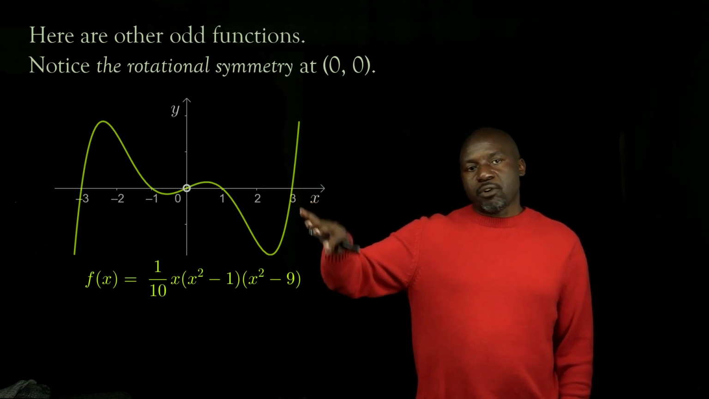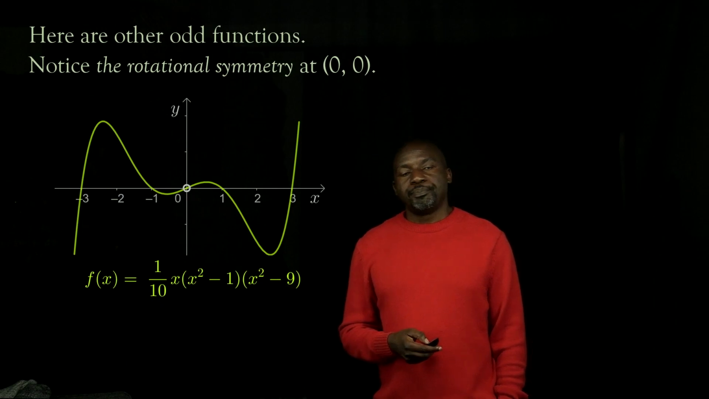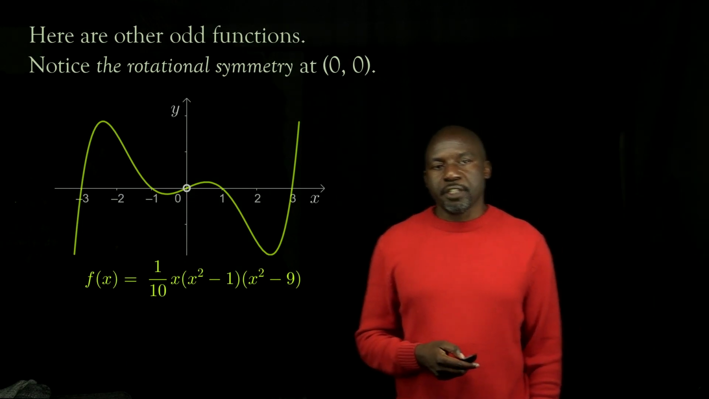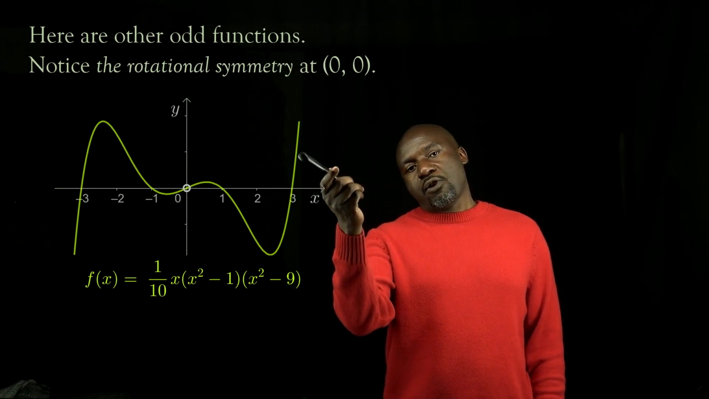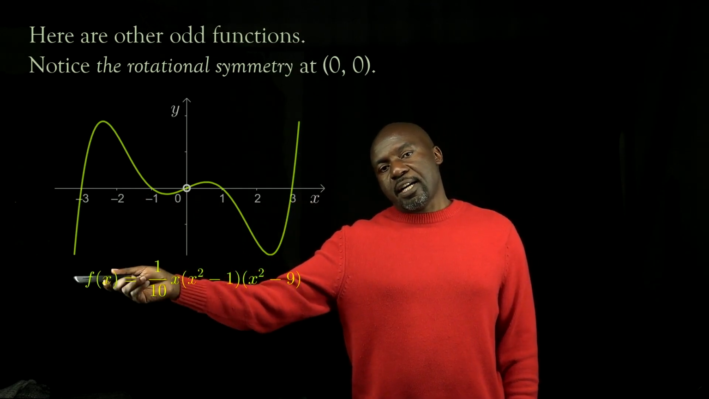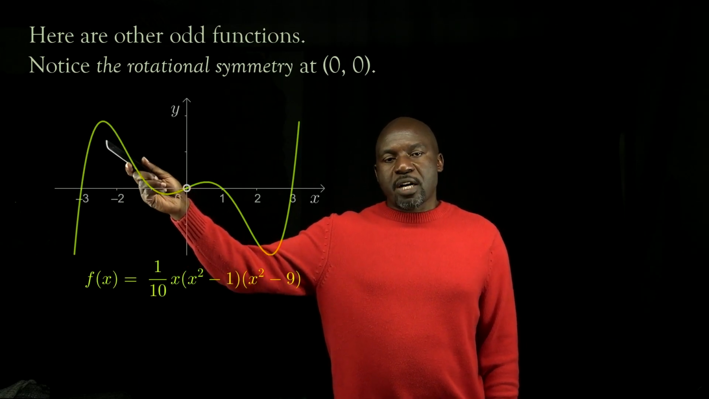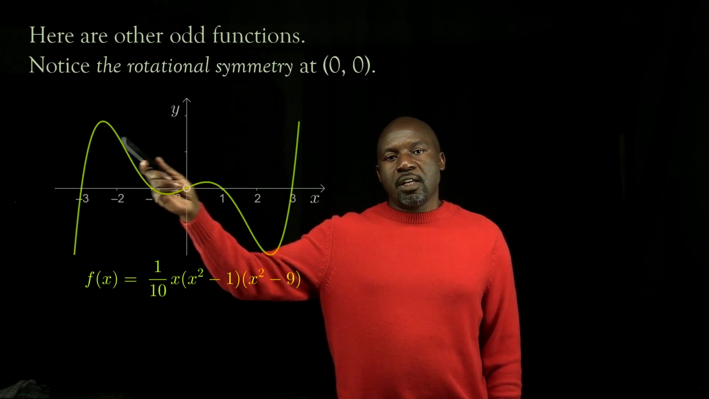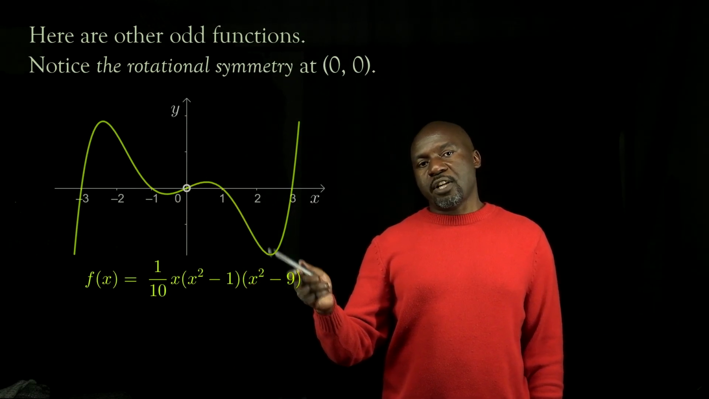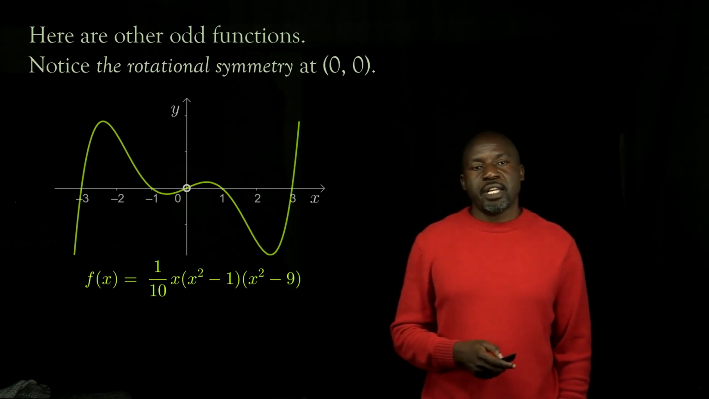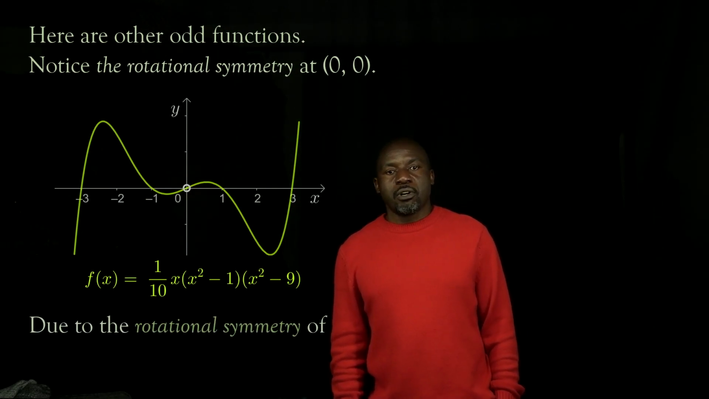But it has a rotational symmetry of 180 about the origin. You can see the extended part there is on the first quadrant. The extension on the other side is on the third quadrant, right? The elongated maxima on the second quadrant corresponds to the elongated maxima on the fourth quadrant, and so on. So this is definitely an odd function. Okay, let us conclude about odd functions.